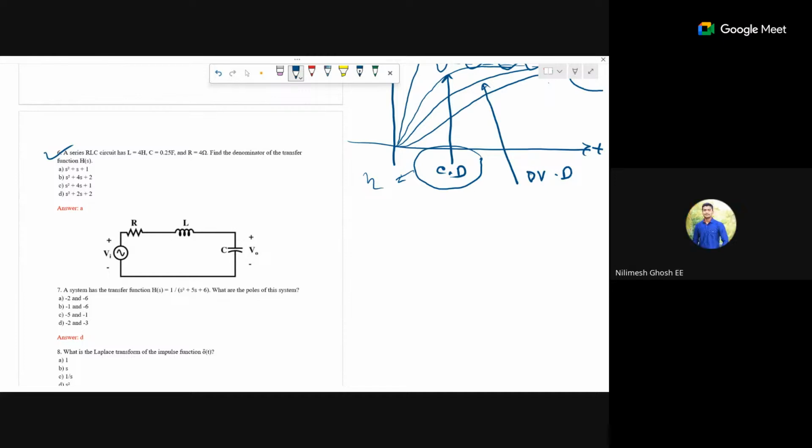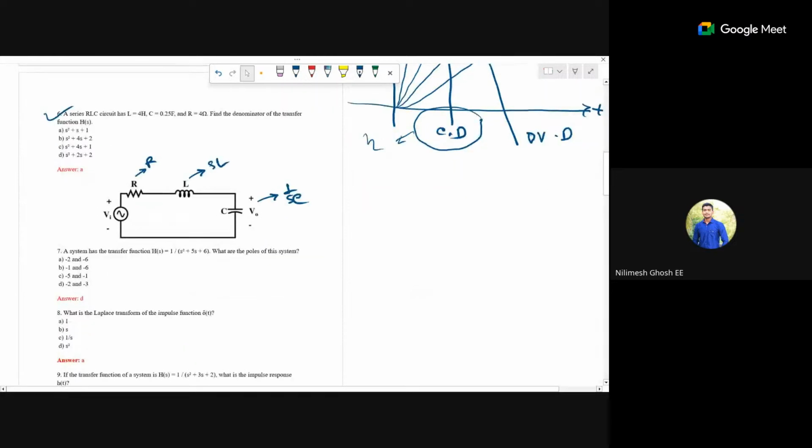Then R will be R, this will be SL, and this will be 1 by SC. If you find that, you will get the answer. It is a simple impedance network. This is an RLC network. I think you can solve it.